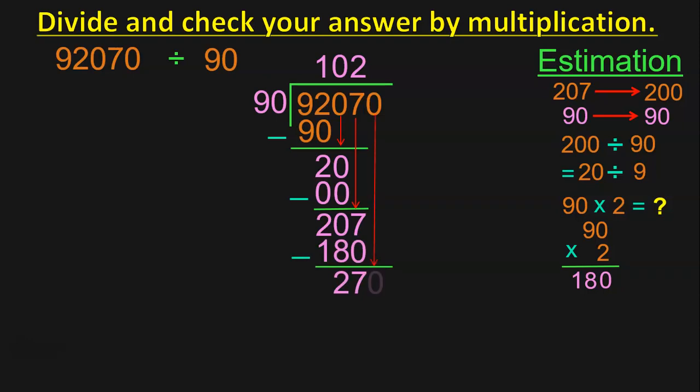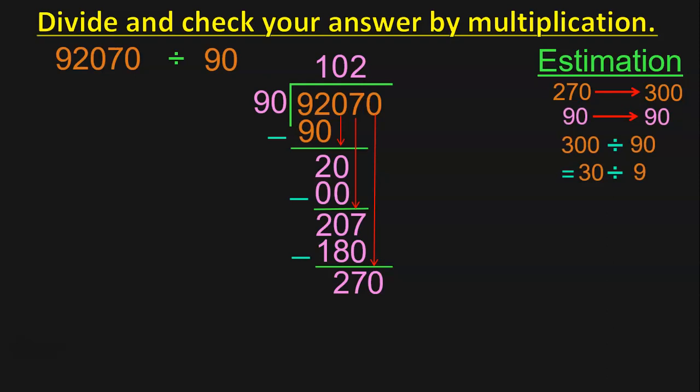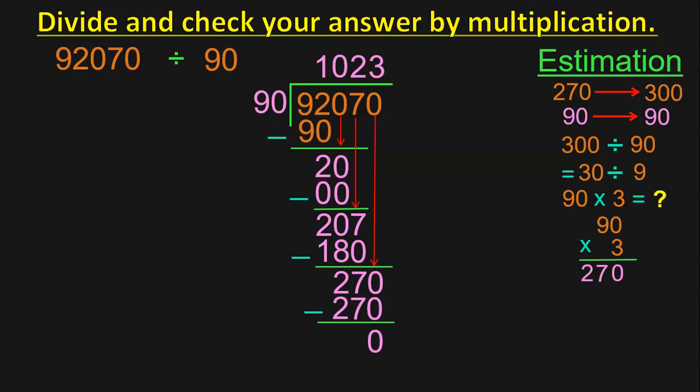Take and write down the next digit 0 near the remainder. So you have to divide 270 divided by 90 now. Rounding off 270 to the nearest hundreds will give you 300, and 90 is a base number. So 300 divided by 90 is 30 divided by 9. Once again, you cannot directly divide this. We know that 9 threes are 27 and 9 fours are 36. So let us find out what is 90 into 3. 90 into 3 is 270. So let us take the quotient to be 3. 90 into 3 is 270 and you get the remainder to be 0.